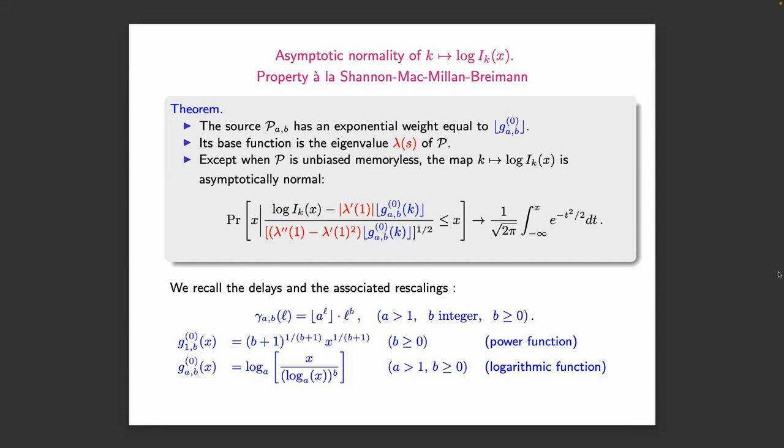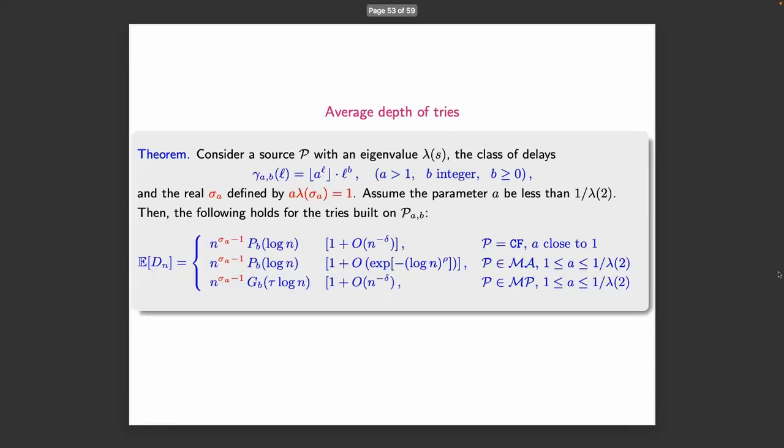It is a strong property for a source to have this sort of property. But of course, if I deal with a source which has this property and I change the source, I obtain the same type of behavior.